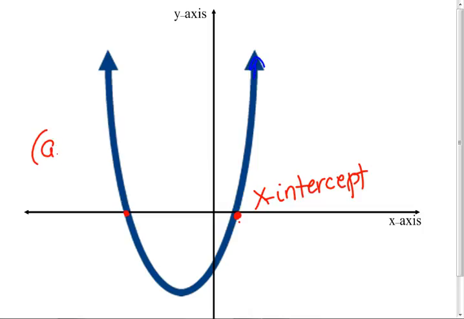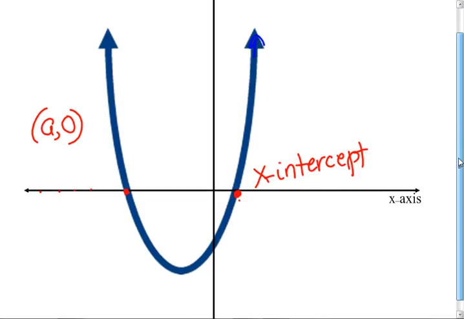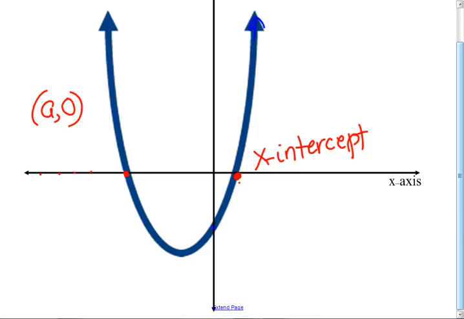So it's a, comma, what's the y coordinate here? What's the y coordinate on the x-axis? It's 0. Because every y coordinate when you're on the x-axis is 0, because you're not going up or down. Where the graph crosses the y-axis is called the x-intercept. Sorry, y-intercept, sorry.